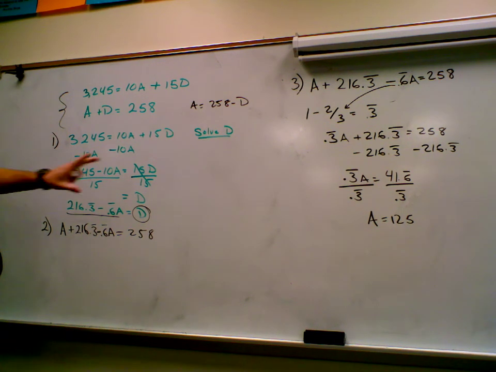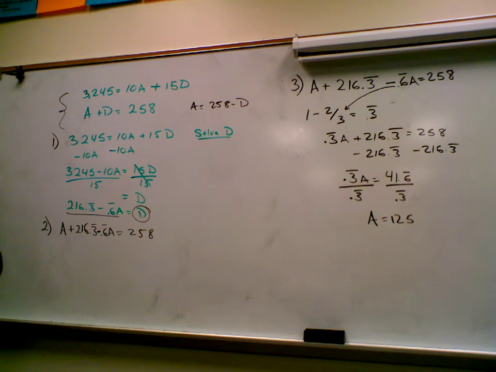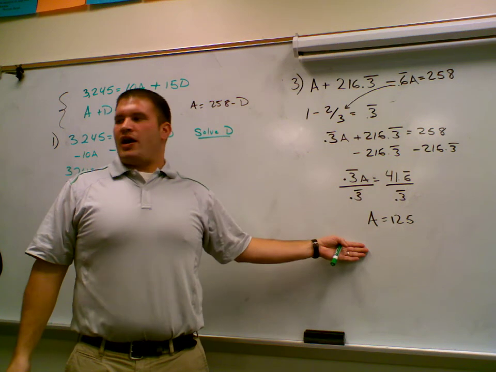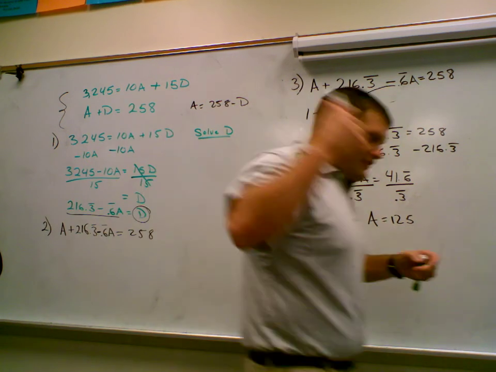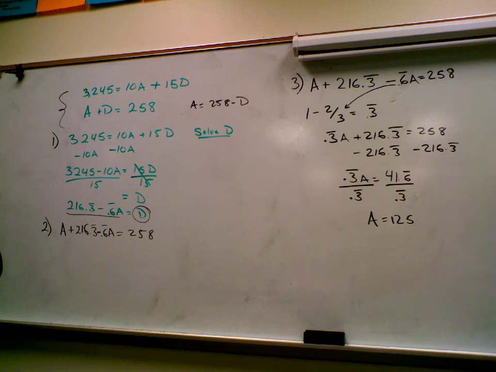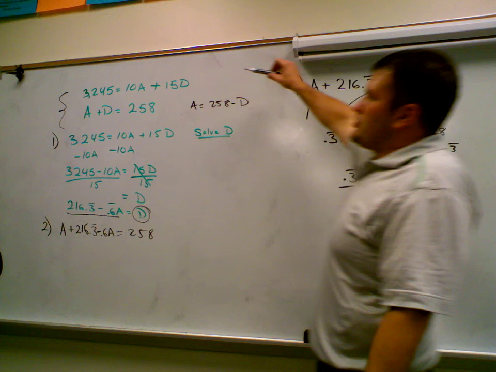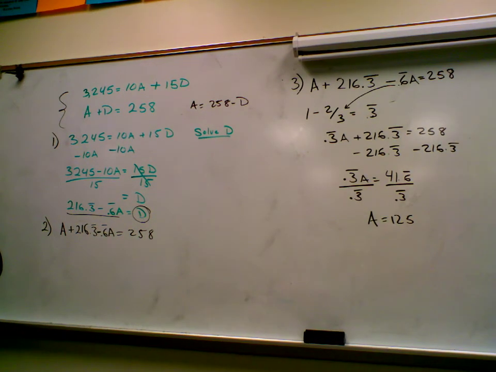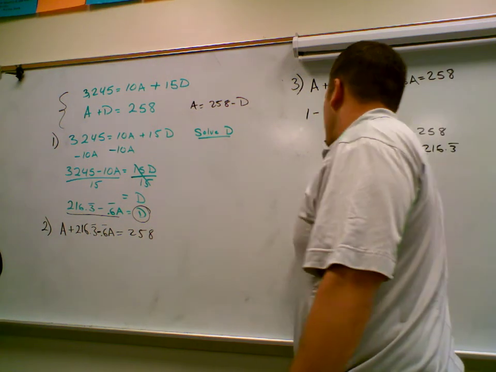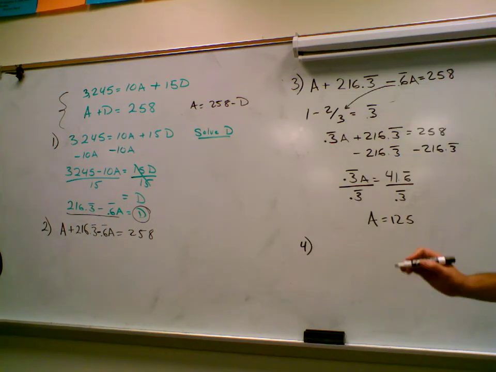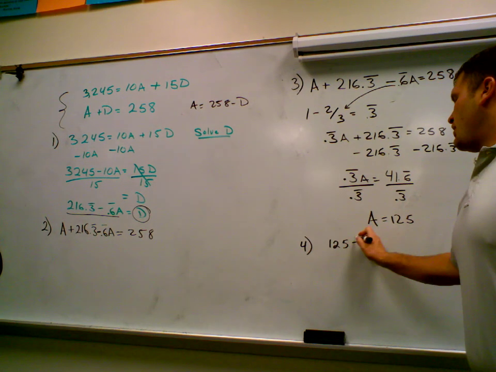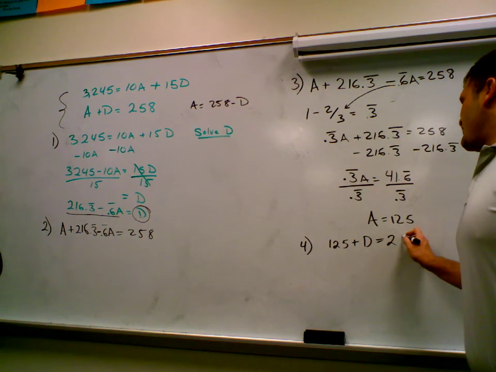So now that's what A equals. Does that make sense? Okay. Last step. What's the last step? I take my result here and do what? Put it in for A. Does it matter which equation I use? No. I can pick either of these two equations and plug in 125 for A. I'm going to take the bottom equation because that's the easier one. I think we did enough difficult equations today. We're going to do 125 plus D equals 258.